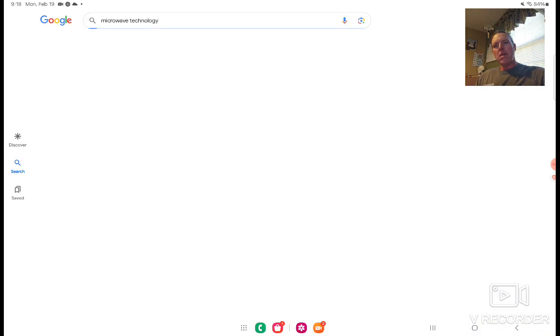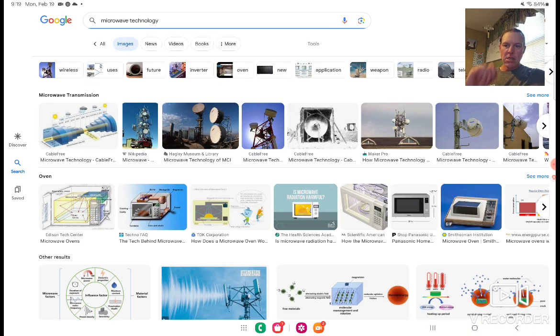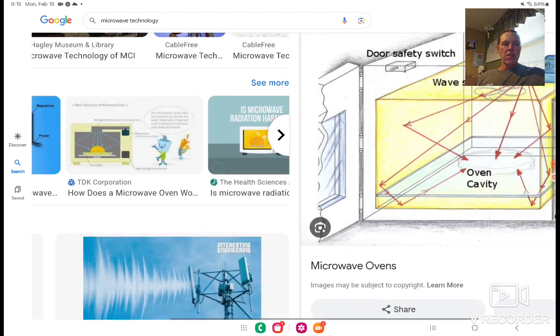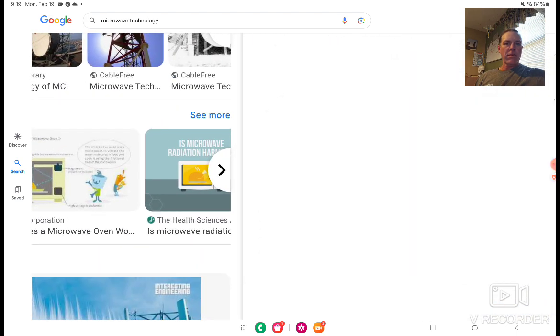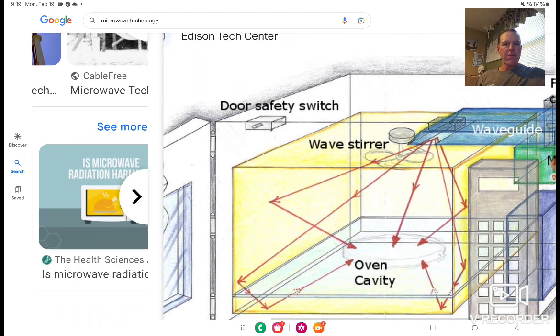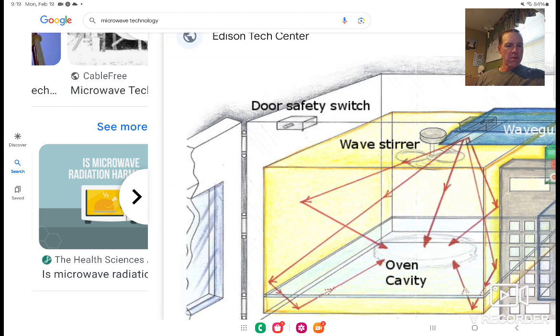Let's go to images. There it is. Okay. Whoa, where'd you go? So, see all the little arrows down there?